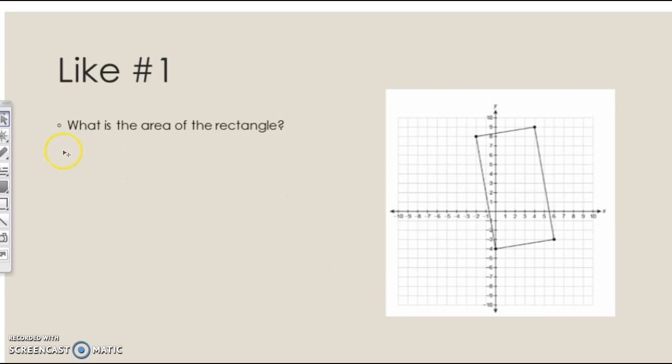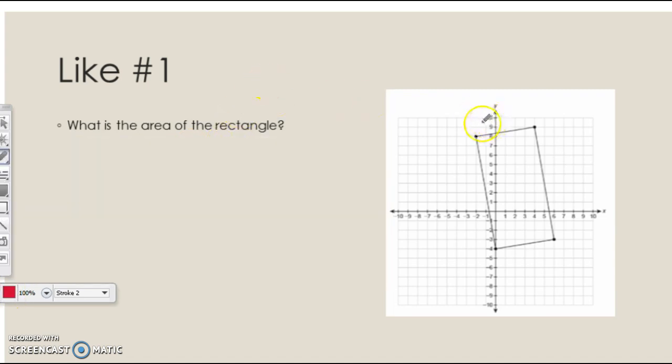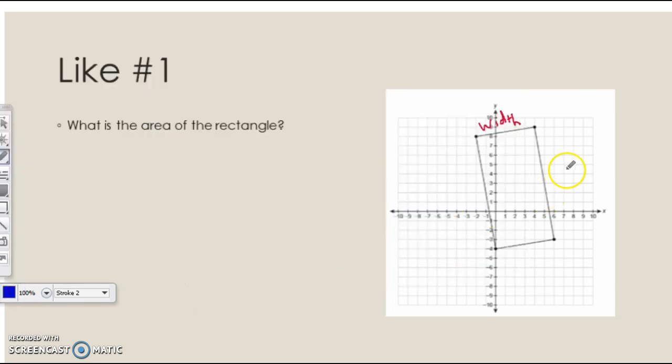Now, I know that to find the area of a rectangle, I need to know the length and the width, or the base and the height. So I'm just going to come over here, and I'm going to call this the width, and I'm going to call this the length over here. Let me do it in a different color. This is going to be the length over here.